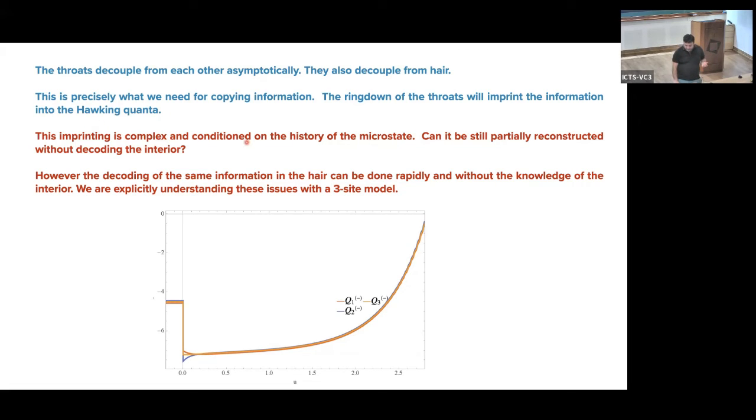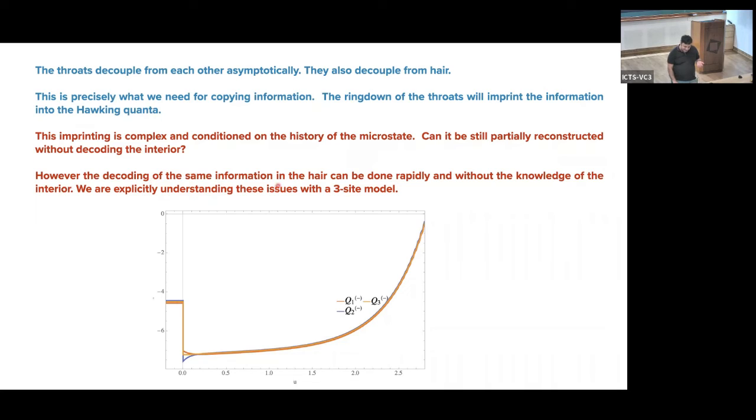But the imprinting is complex and conditioned by the history of the microstate. So we are trying to understand whether you can still decode some information without decoding the interior completely, like we saw in the classical model. This is a very non-trivial question. This is where we are trying to understand from Prabha how to learn more about quantum information tools to answer this kind of question about partial reconstruction without decoding the interior completely, from our model, which we can explicitly compute.